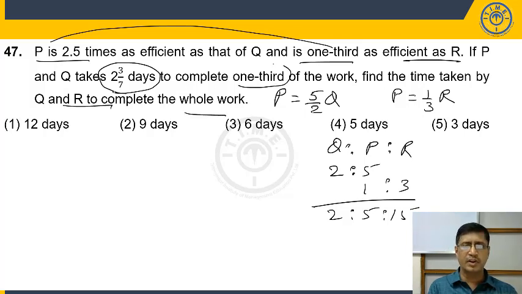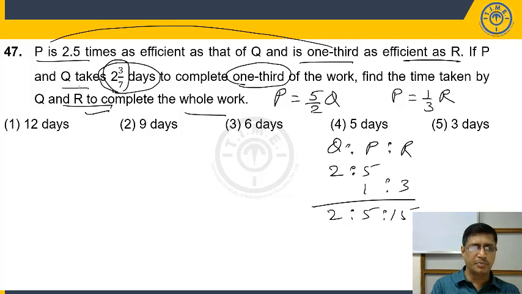So 1/3 of the work means the total work is divided into 3 parts. In that one part they completed, whereas Q and R completed the whole. Now what is the man-days concept I am using? First, P and Q took 3/7 days. P and Q means 5 plus 2, 7. How many days did they take? 2 into 7, 14 plus 3, 17/7. Okay, and they did one part.